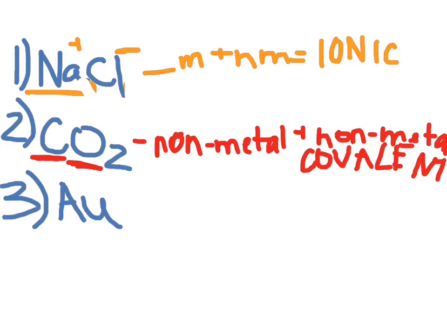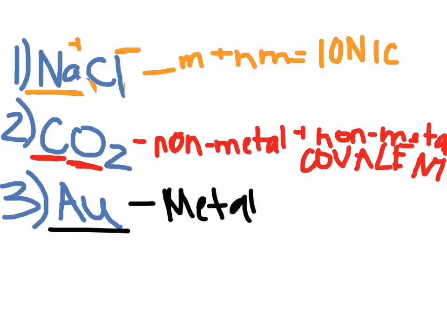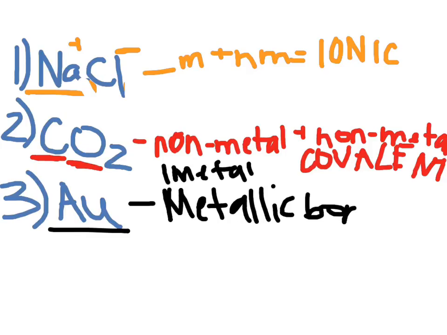Au, which is what? Gold, is one type of metal, which is just a metallic bond. It's just one metal, which is a metallic bond when it bonds with another one, like Fe. If it were to bond with Fe, it would make a metallic bond.